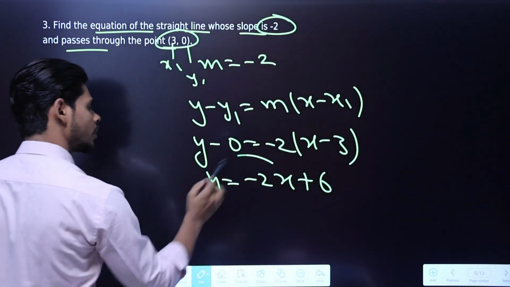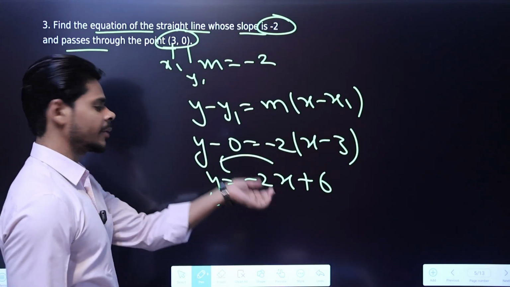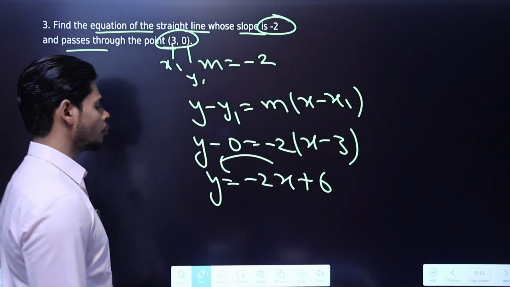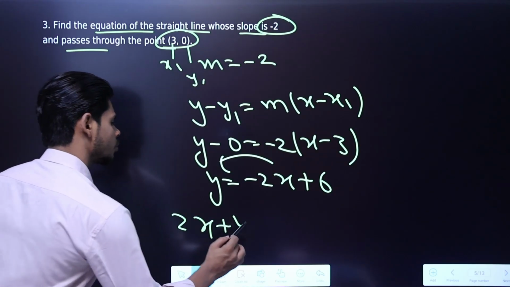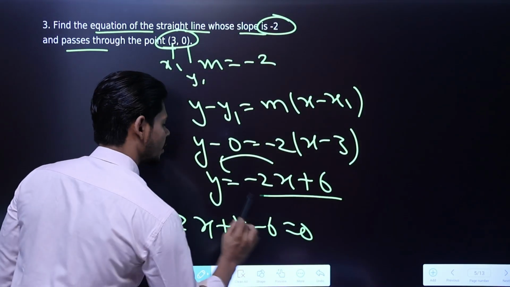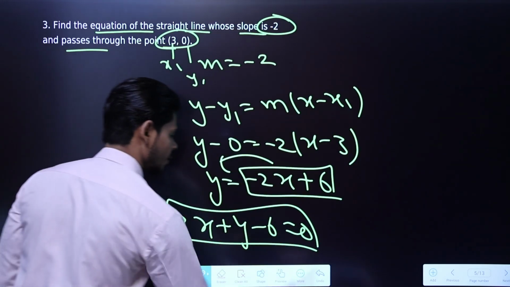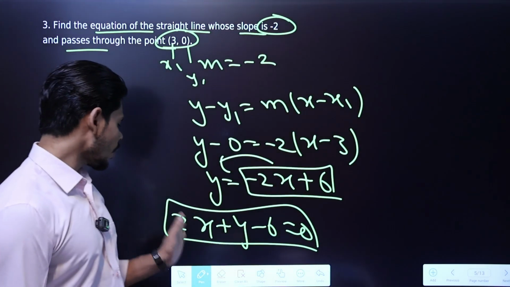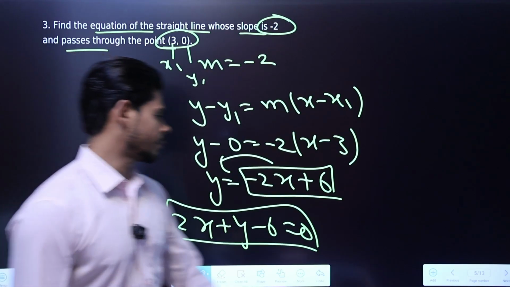So transpose these two terms to the left hand side. Why? Because x was negative, so this time the coefficient of x will become positive. So we get 2x plus y minus 6 equal to 0. I transposed these two terms to the left hand side, nothing else. Then I first wrote the x term, then the y term, and then the constant term.